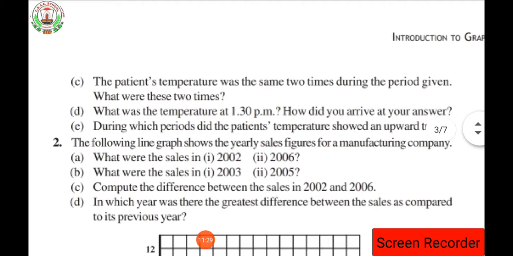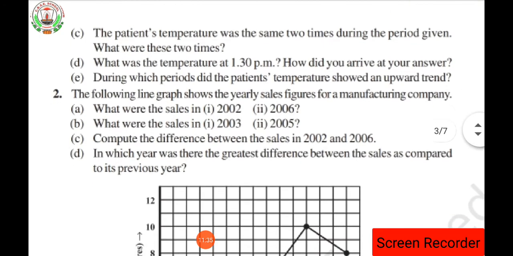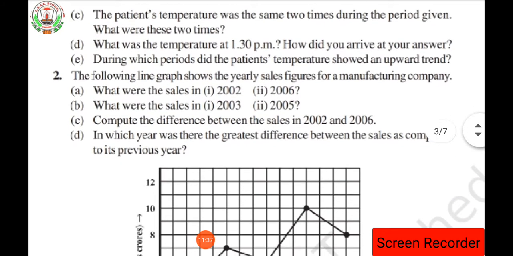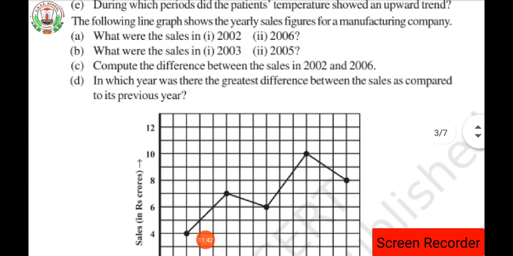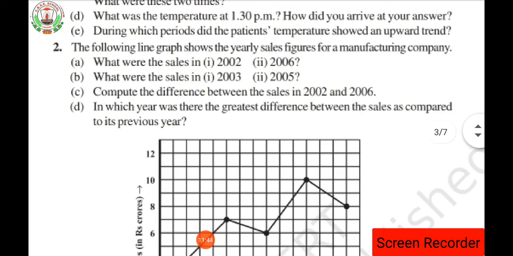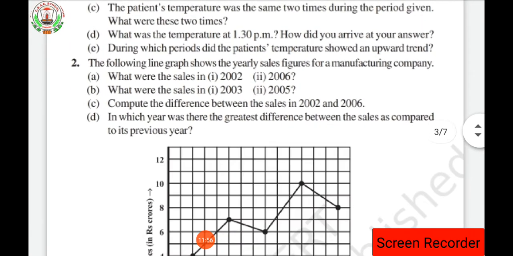So dear students, you have to answer each and everything by looking at the graph itself. First you have to look at the graph, what is said in the graph. Understand the graph, and after that you have to answer. Now in question number 2, look at what is said there. The following line graph shows the yearly sales figure for a manufacturing company. Here it is talking about the manufacturing company.